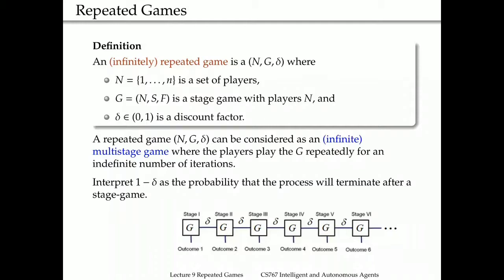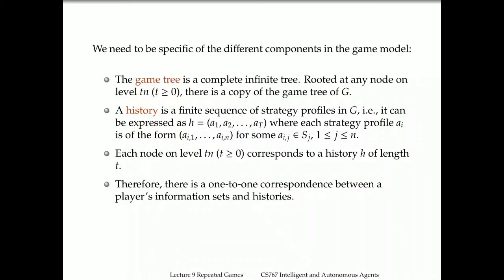So in actual fact, the discounted reward that we're caring about is in fact just the expectation on the reward that the player may get according to this probability distribution. So we need to be specific of the components in the game model. This is because that we have not seen a game which requires an infinite number of iterations in the past.